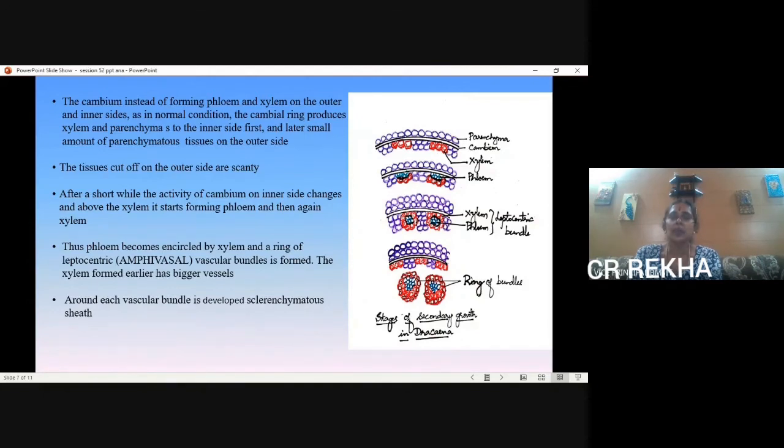After a while, the activity of the cambium on the inner side changes, and above the xylem, it starts forming phloem and then again xylem. Thus the phloem gets encircled by a ring of xylem. Such a type of vascular bundle is called leptocentric or amphivasal vascular bundle. The xylem formed earlier has bigger vessels. And of course, around each vascular bundle, a sclerenchymatous sheath is developed.